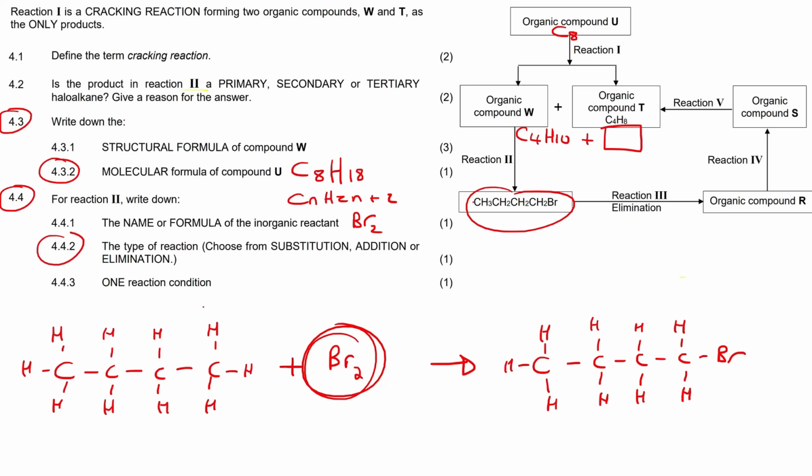Now it says, what is the type of reaction? Substitution, addition, or elimination? Well, all that's happening is that we are simply going to knock this one off and replace it with that one. So we're not going from single bonds to double bonds, or double bonds to single bonds. So this is just going to be a normal substitution reaction.